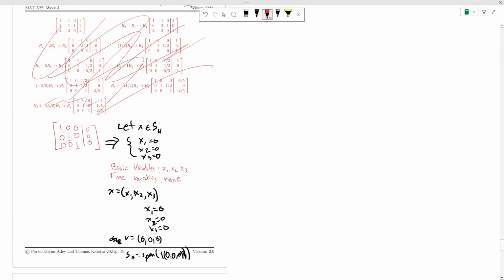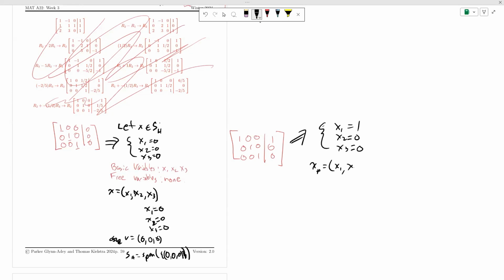So now I'm going to just go over here to do my particular solution, and I go back to 1, 0, 0, 1, 0, 1, 0, 0, 0, 0, 1, 0. And I'm going to do the same sort of process. Create my system of equations. X1 equals 1, X2 equals 0, X3 equals 0. And my XP equals some vector X1, X2, X3.